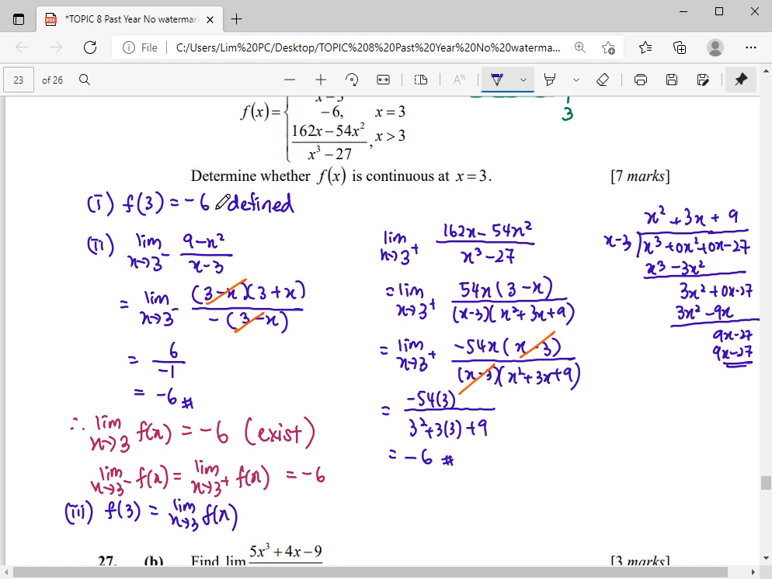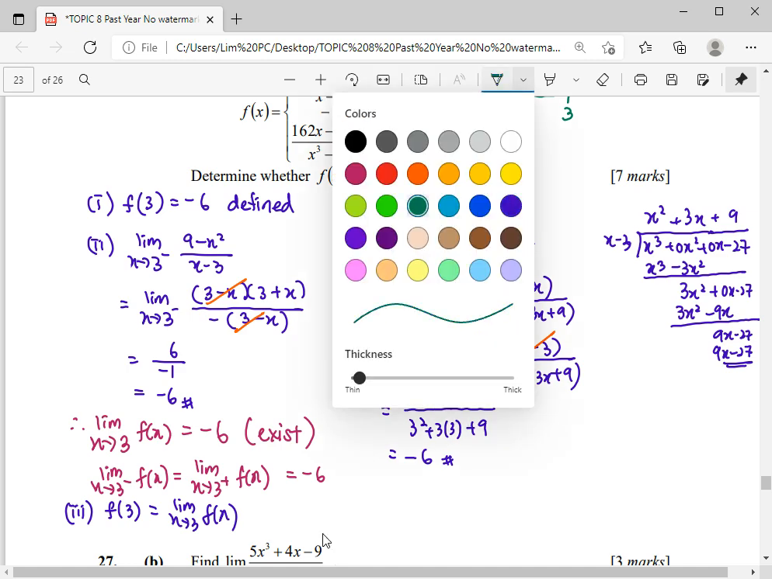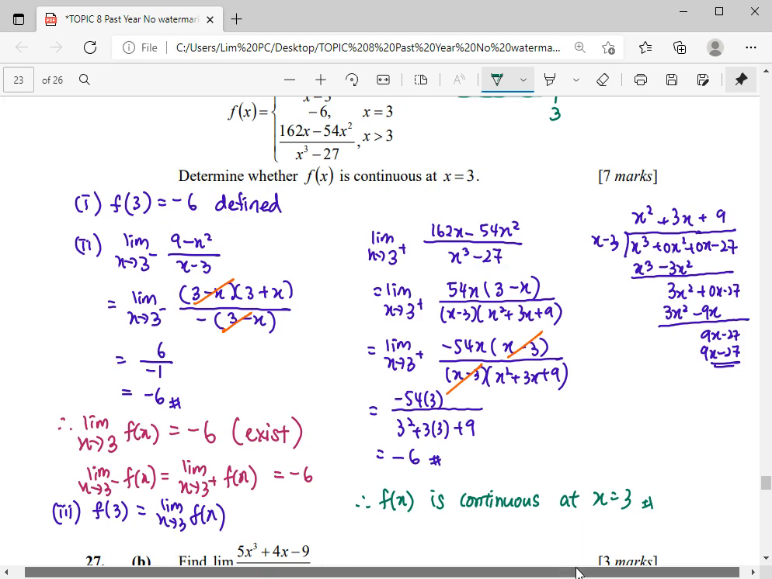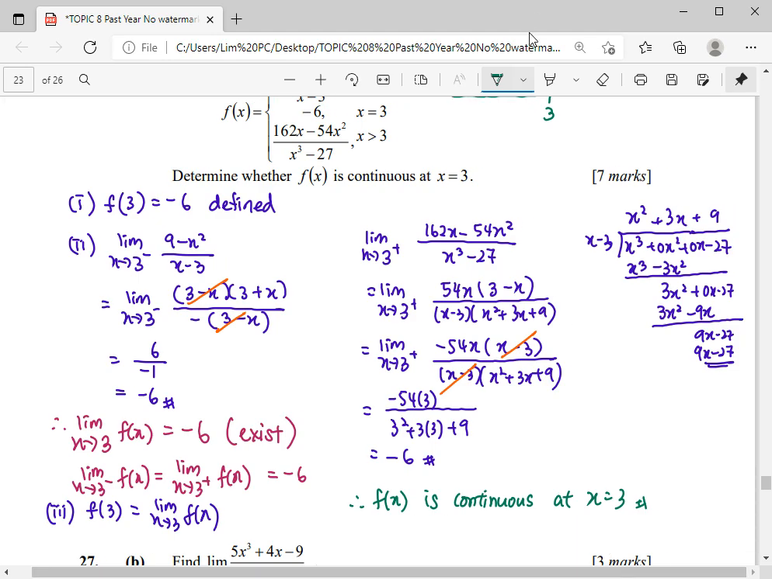When condition number 1 is fulfilled, the limit condition is fulfilled, and condition number 3 is fulfilled, we can come up with a conclusion that this function is continuous at x equals 3. So this is how we prove whether a function is continuous or not. It must fulfill all 3 conditions, then only we can come to the conclusion here.